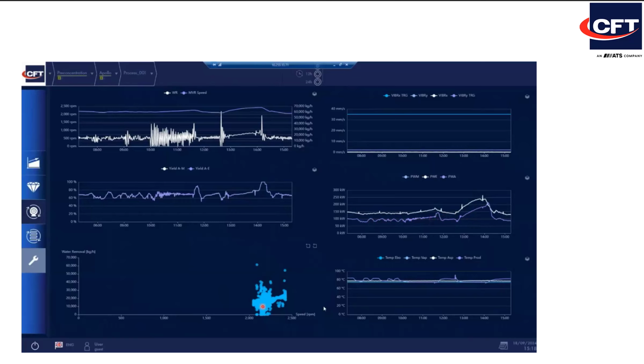In the bottom left corner, we have the most common working points on a water removal to speed to RPM chart. And then finally, on the bottom right, we have the temperatures of the product coming inside the plant compared to the temperature of the vapors inside the separation chamber.